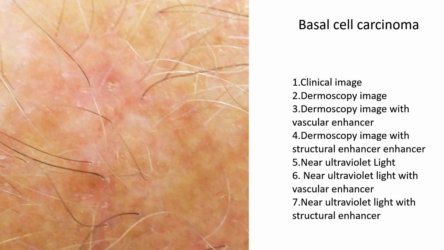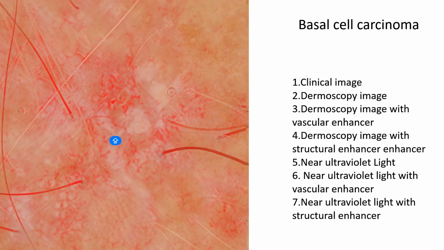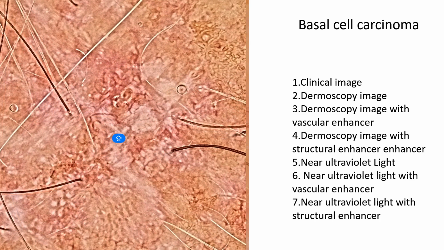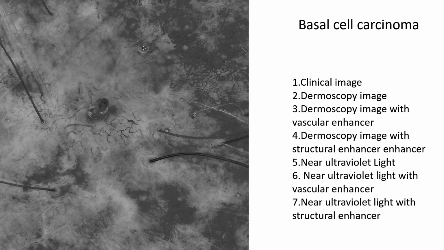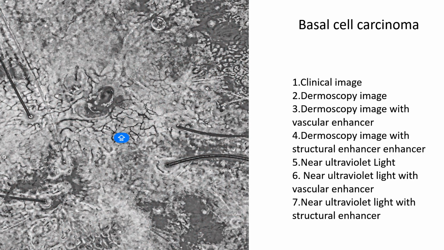Another subtle lesion. These are difficult lesions clinically. Dermoscopically, all you really see are areas of pink and white and perhaps some blotches. In the vascular mode, we see these serpentine vessels, and we see the same with the structural enhancer. In the near ultraviolet light, you see these vessels clearly, even better with the vascular enhancer, as well as the structural enhancer.